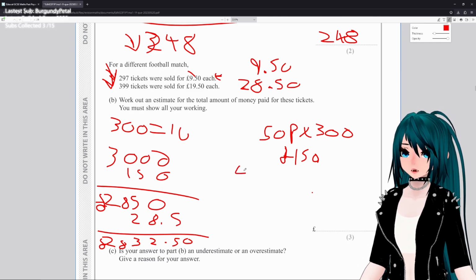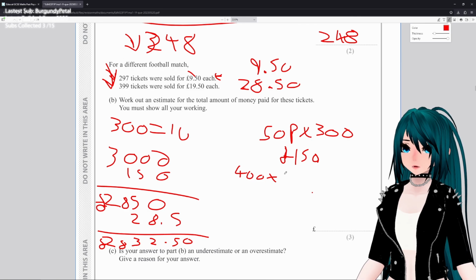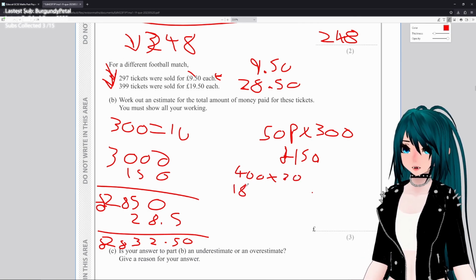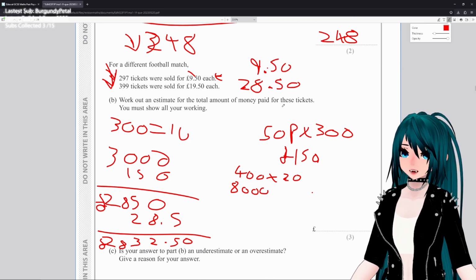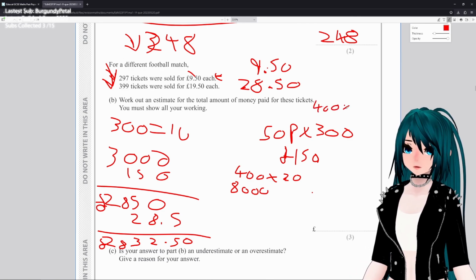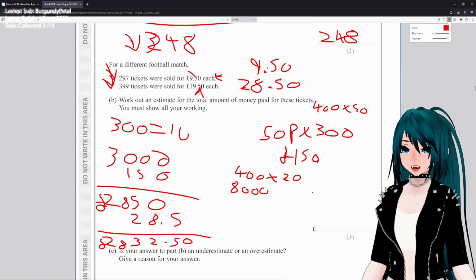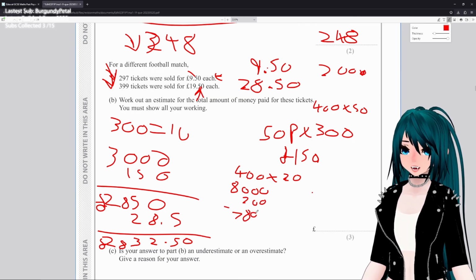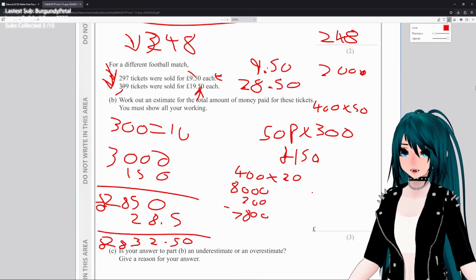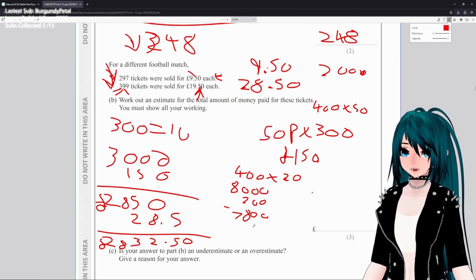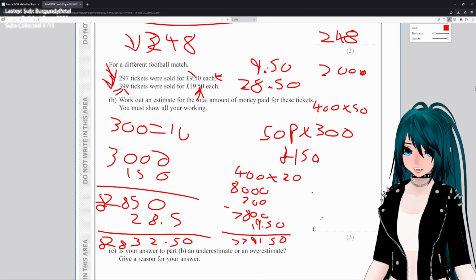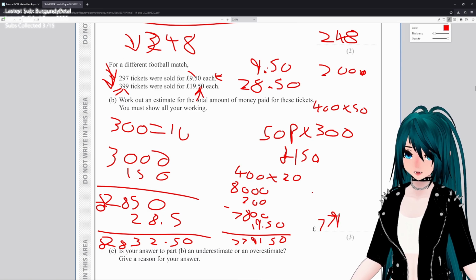We'll do 400 times 20, which is 800, 1600, right? 8,000. But then we've got to minus 400 times 50 because we rounded this up, so we need to take this off. 400 times 50 is actually a lot easier. I think it's just 200, right? Yeah, it's just 200. 800. But then we've rounded this up, so we need to take off 1 ticket cost of 1950. So I think the answer should be 779.